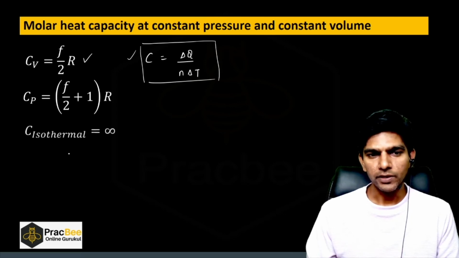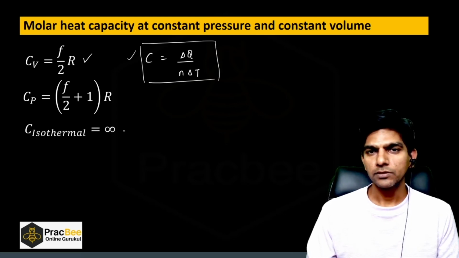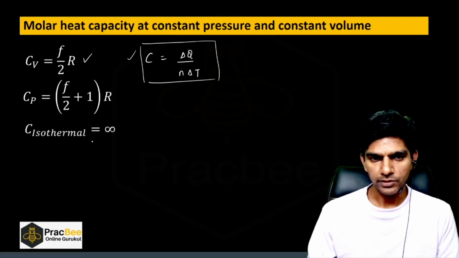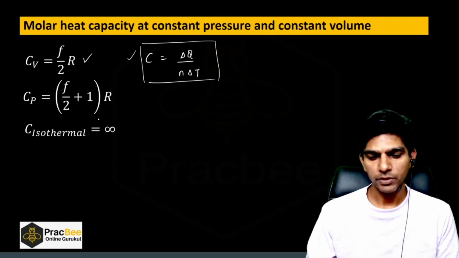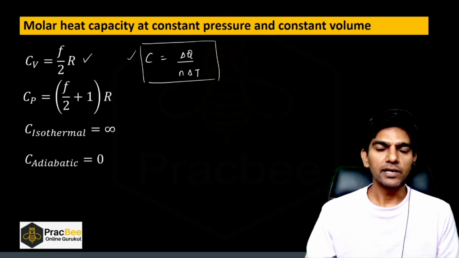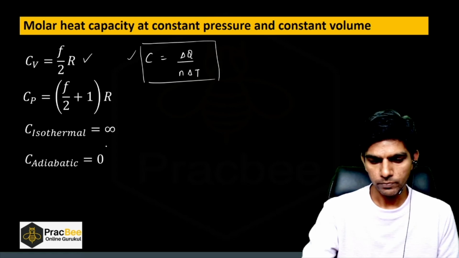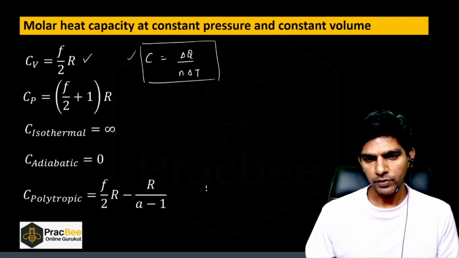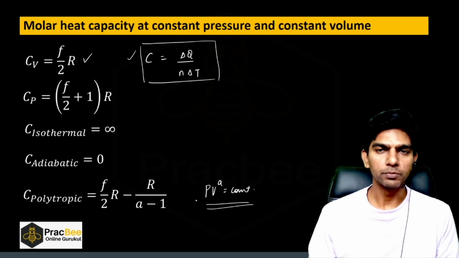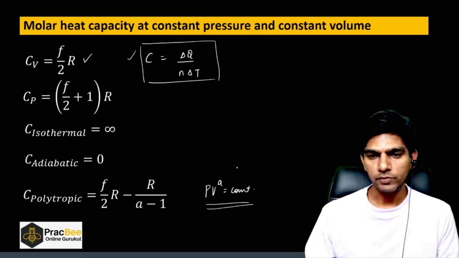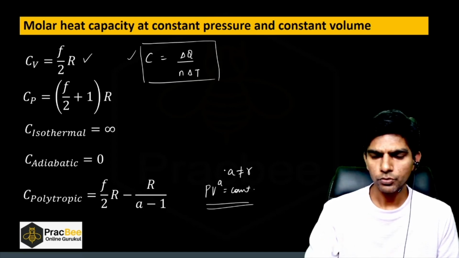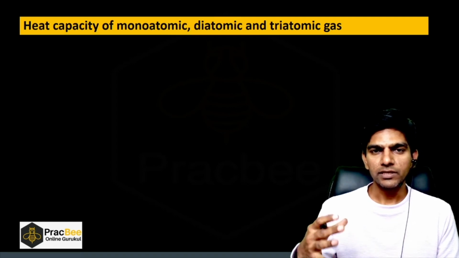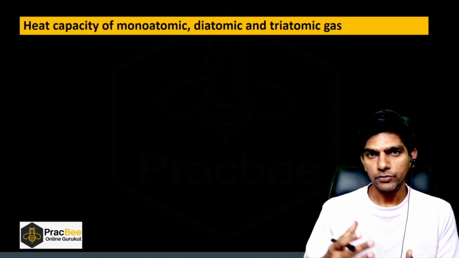So in case of an isothermal process, since delta T is 0 because there is no change in temperature, the molar heat capacity will become infinite. And for adiabatic process, delta Q is 0, so the molar heat capacity is 0. And for polytropic process, it will be given by f by 2 R minus R upon a minus 1, where PV raised to power a equals constant, right? So this is basically a polytropic process, where this a is not equal to gamma. So do remember this.